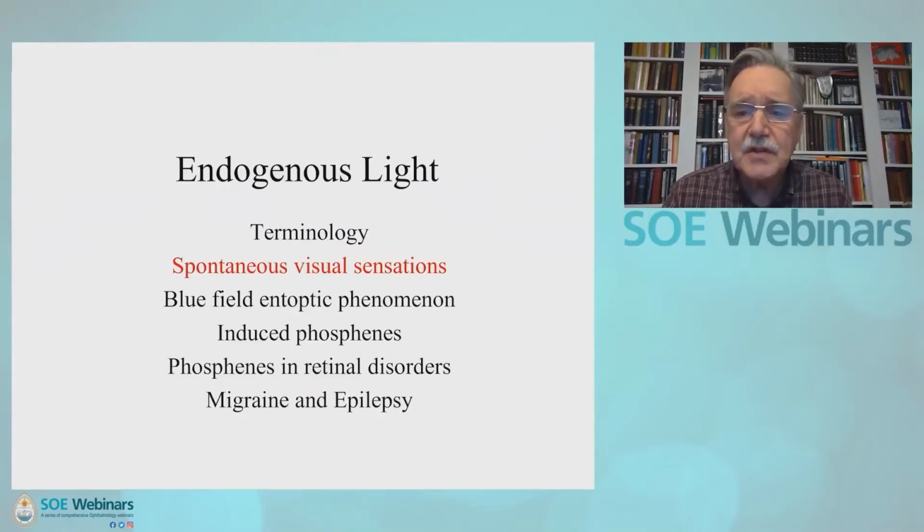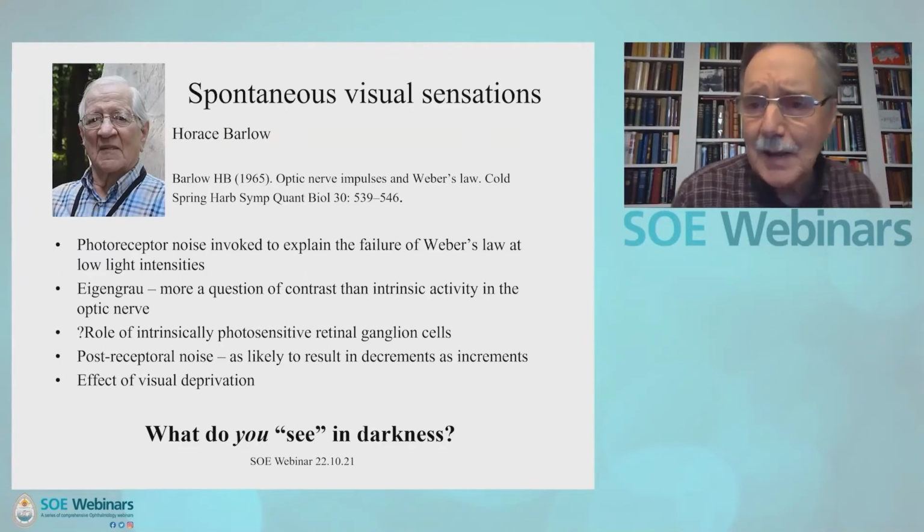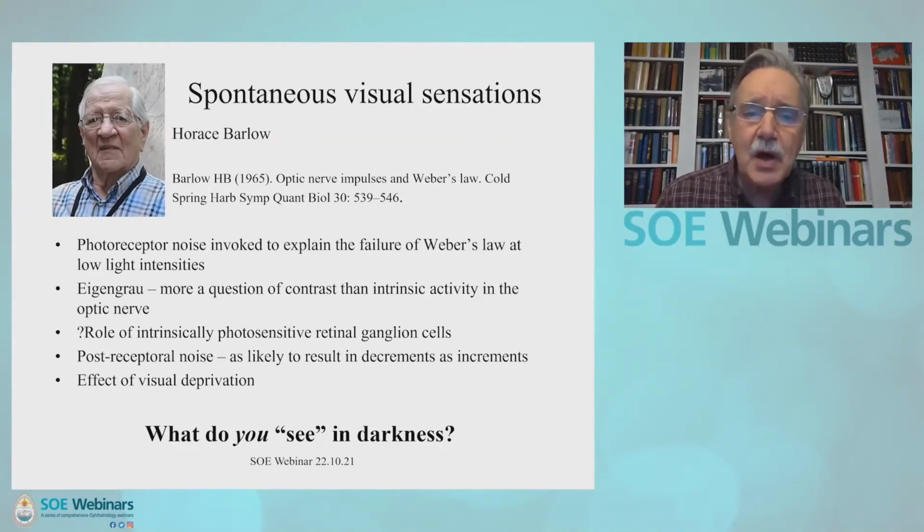So, spontaneous visual sensations. As I say, we all see something in the dark, which is not really complete absence of light. And Horace Barlow was very interested in this as possibly arising from noise in the visual pathway, perhaps generated in the photoreceptors. The problem with that is that we should see both light and dark. We should see positive and negative from the on and off systems in the retina.